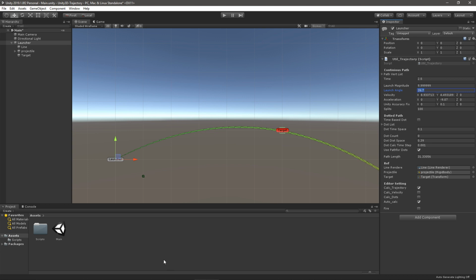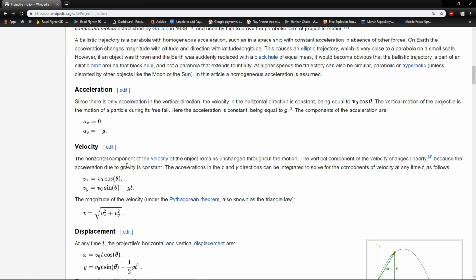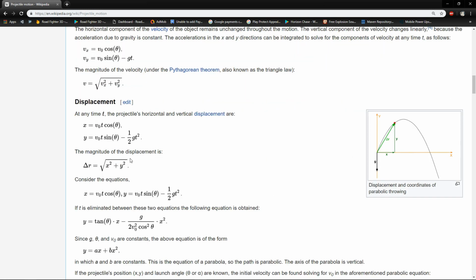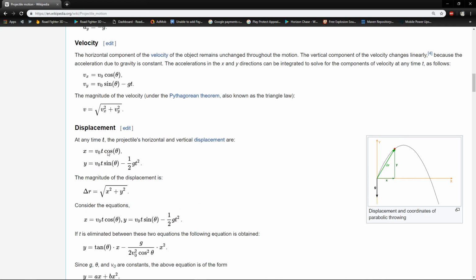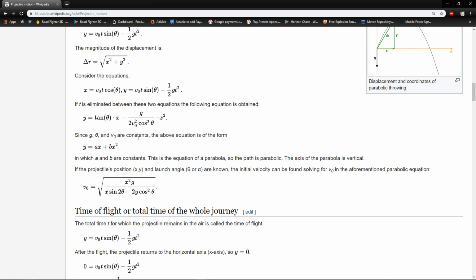But first let me show you this. This is a Wikipedia page of projectile motion, and if you want to know more about the equations that I'm about to use in this project, this will be a very good page to start from. We have some derivations and very good explanations of those equations, but in this video I'm gonna use those functions. I won't explain them, otherwise this video will become more of a math and physics video instead of Unity.